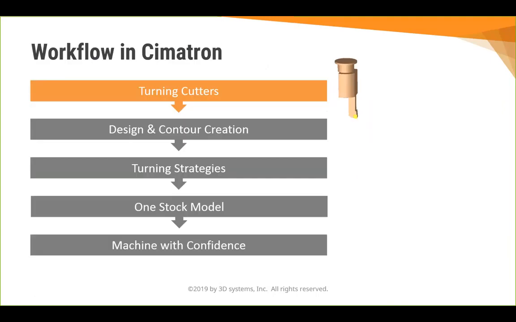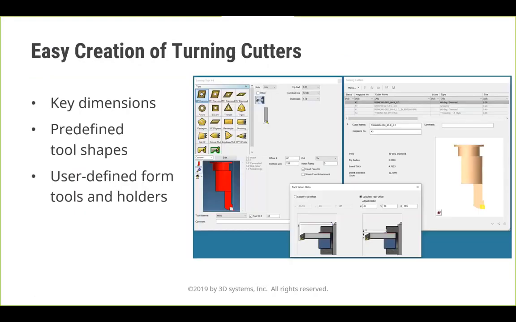I will go over the workflow in Cimatron. First, the turning cutters should be defined. We use the Gipscam dialog for easy creation of cutters using key dimensions. There is a wide variety of predefined common tool shapes and holders, and it is also possible to define custom tools and holders. Once the tool is defined, it is saved in Cimatron's cutter list as part of the Cimatron environment.